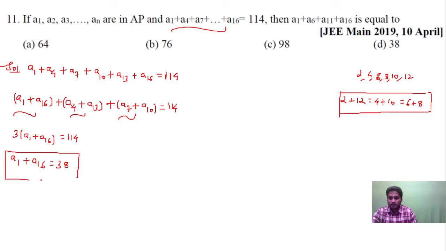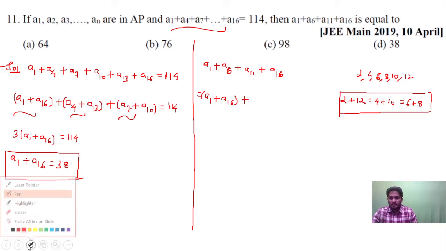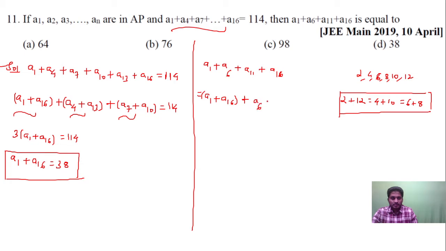Now what am I supposed to find out? I'm supposed to find out a1 plus a6 plus a11 plus a16. Again, this is an AP. The sums of the terms equidistant from the beginning and end: a1 plus a16, and then a6 plus a11.